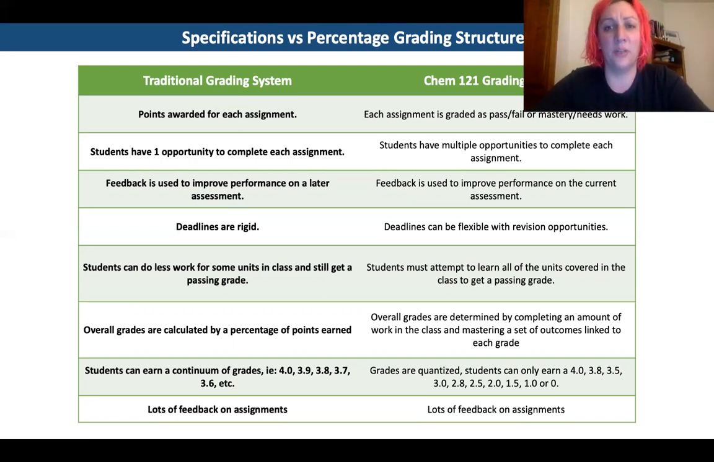Traditionally, my deadlines were very rigid. Now deadlines get to be very flexible with revision opportunities.